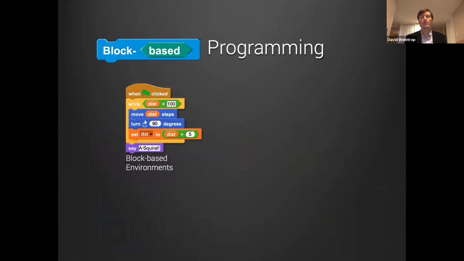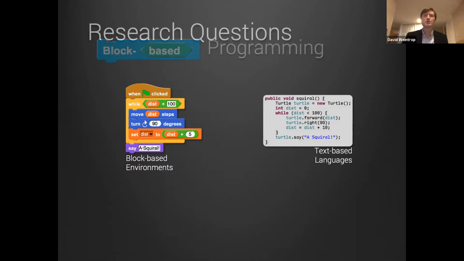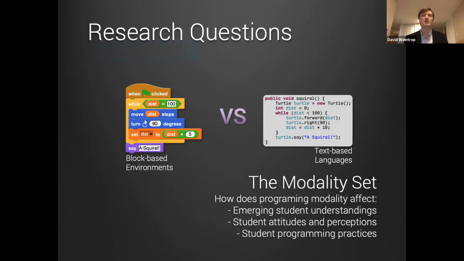And so the question at the heart of my research and the heart of the talk today is looking at block-based programming environments and comparing them alongside text-based languages. In particular, there are 3 questions I'm interested in pursuing, and we'll explore a little bit during this talk. So the first is looking at a side-by-side comparison. How does block-based programming compare relative to text-based programming environments?